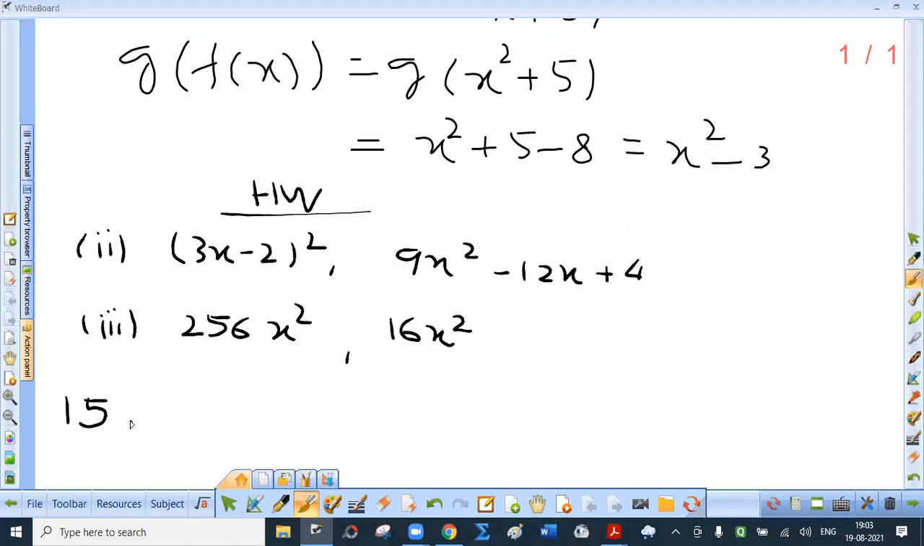This is interesting. Who will read sum number 15? Yes. Read sum number 15.